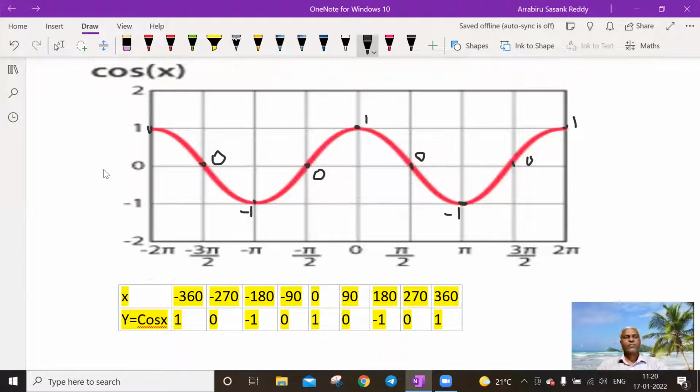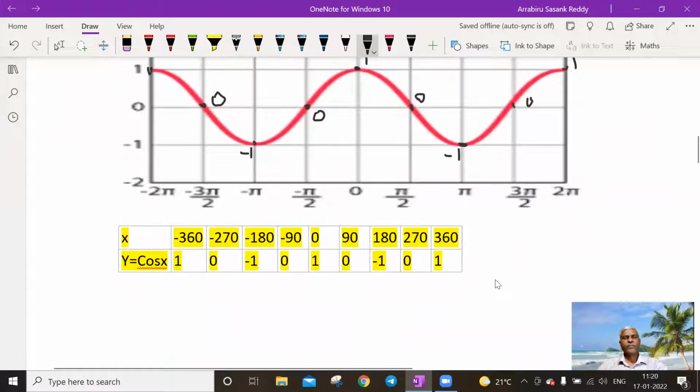You can observe this also, graph lies in between minus 1 to plus 1. The cos graph also lies between minus 1 and plus 1. So this is the range, minus 1 to 1, and the values you can first mark: 1, 0, minus 1, 0, 1, 0, minus 1, 0, 1. Then you can join them, you will get a cos graph.